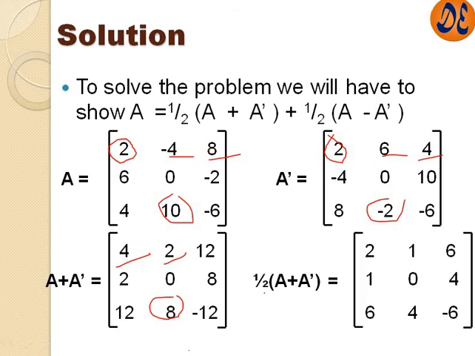Again, if we are getting half of this particular matrix, we will have to multiply each and every element by half. So if we multiply each and every element by half, what are we getting? Half of 4 is 2, half of 4 is 2, half of 2 is 1, half of 2 is 6, and so on. Half of minus 2 is minus 6. So we are getting this one.